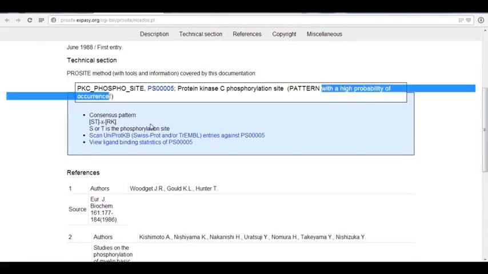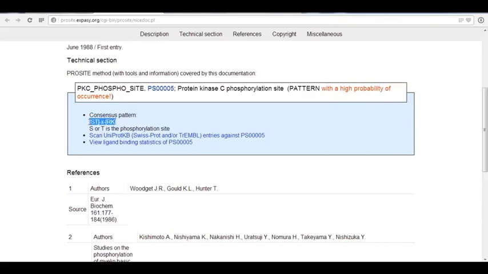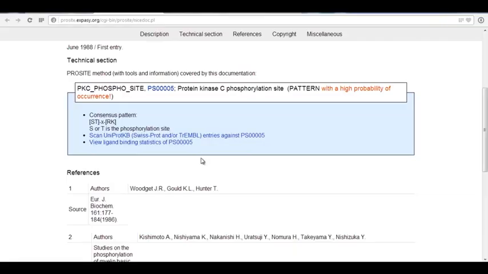Happens all the time. You see in red letters, "pattern with a high probability of occurrence." So proteins that have this pattern can be phosphorylated at the serine or threonine by protein kinase C. However, because this pattern is so common, it frequently occurs at sites that are not phosphorylated. So if it has this pattern, it could be a phosphorylation site, or it could be a false positive that happened to occur by chance.